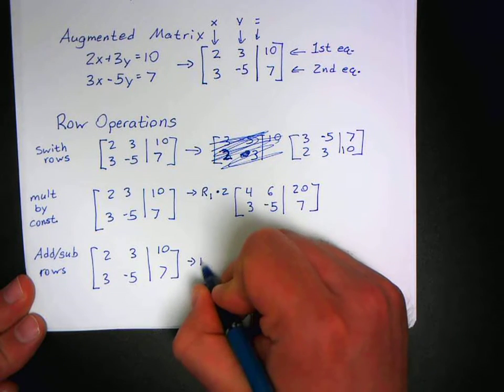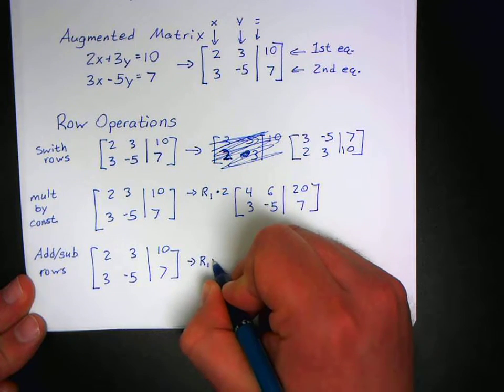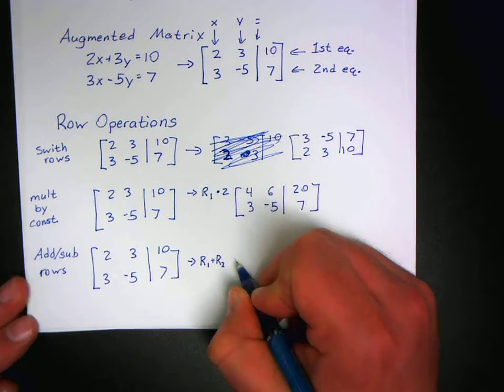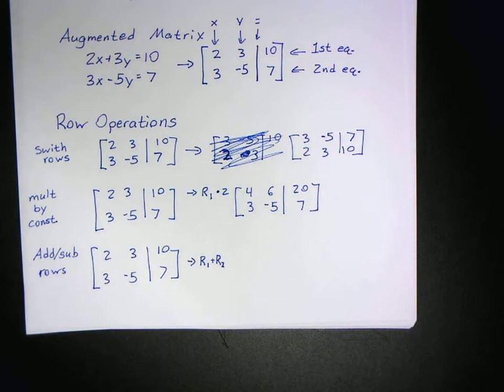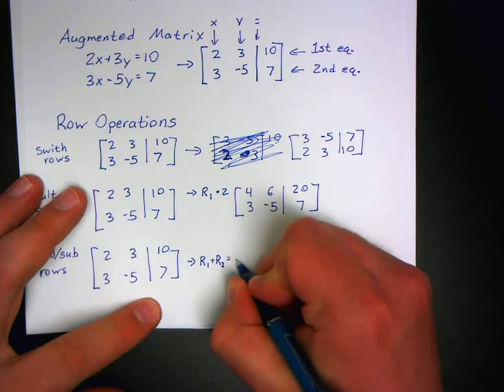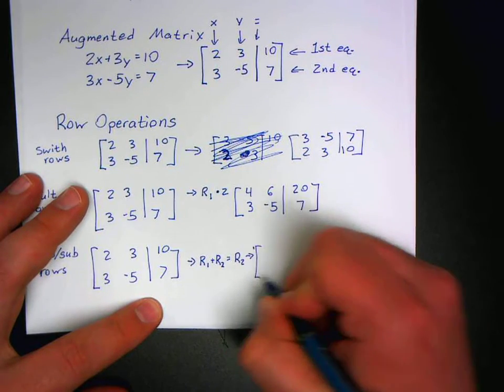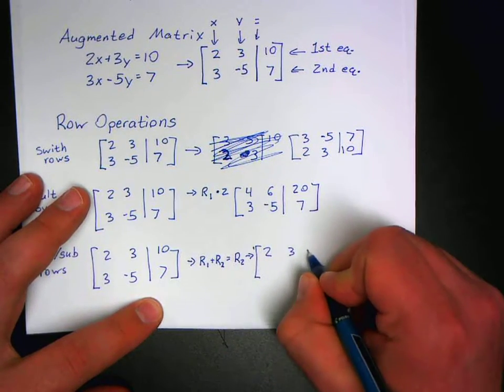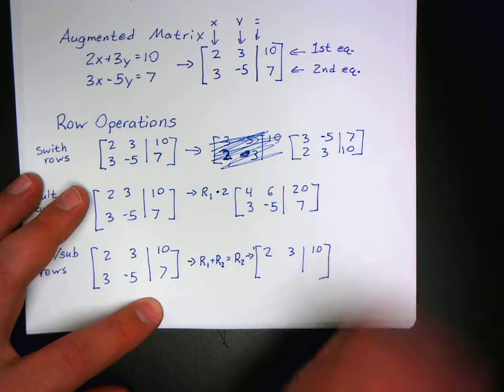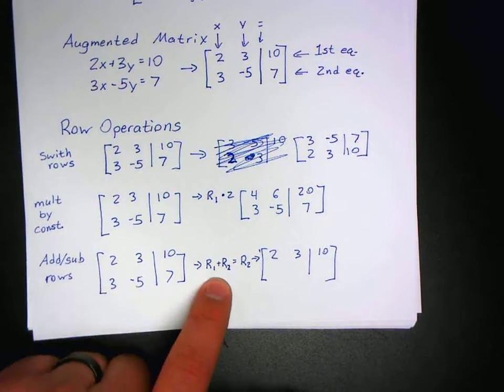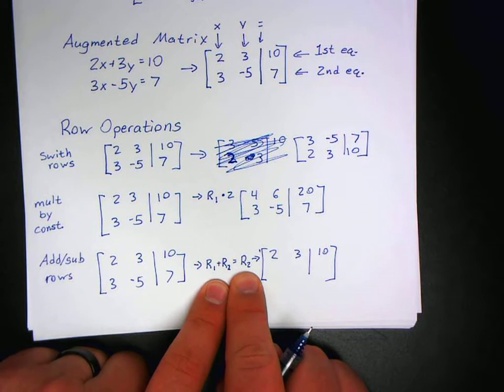So let's say I want to take row 1 plus row 2. Now, whenever I do this, I have to have some place to put the result, correct? Well, I only have 2 rows. So what I have to do is replace one of my rows with the answer. So I'm going to replace row 2 with the result. I take row 1 plus row 2, and I'm going to put the result inside of row 2.